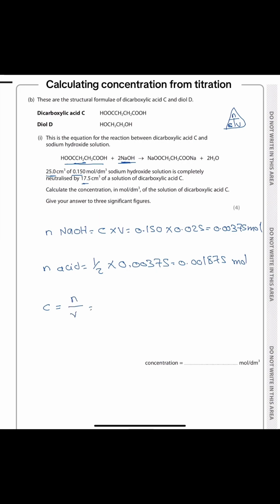And finally, we need to find the concentration, and we know that concentration equals the number of moles over volume in decimeter cubed. So this is going to be 0.00185 divided by the volume provided but in decimeter cubed, which is 17.5 centimeter cubed. That would give you 0.0175 decimeter cubed, and the concentration here is 0.10714 mole per decimeter cubed.